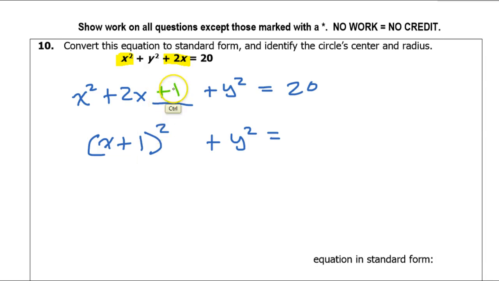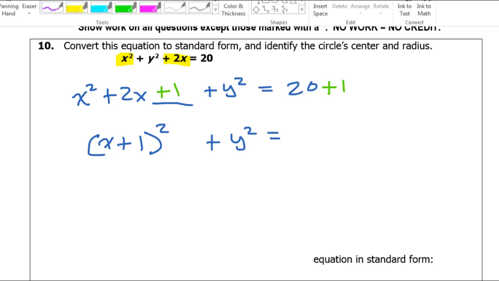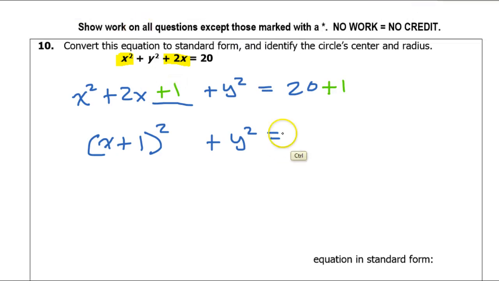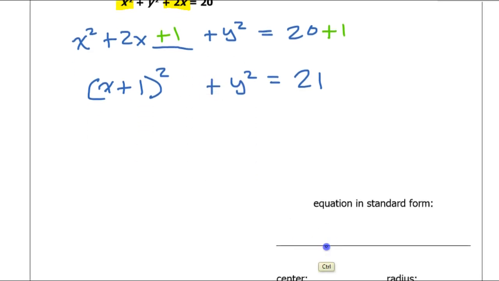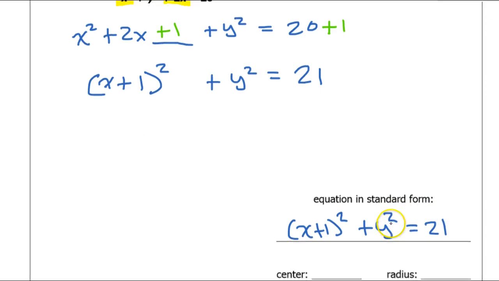This green number is always positive because I'm squaring something. And a big mistake is forgetting that I need to also add it on the right-hand side. So for that reason, I'm going to have 21 over here on the right. So that's it. I don't have to do anything with the y squared. The y squared is fine the way it is. Okay, so maybe I'll just recopy. So I have x plus 1 squared plus y squared is equal to 21.